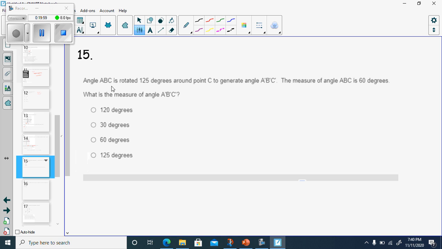Angle ABC is rotated 125 degrees around point C to generate angle A prime, B prime, C prime. The measure of angle ABC is 60 degrees. What's the measure of angle A prime, B prime, C prime? A rotation is a congruence transformation. The angles do not change. Hence, the measure of this angle before or after that rotation is 60 degrees.